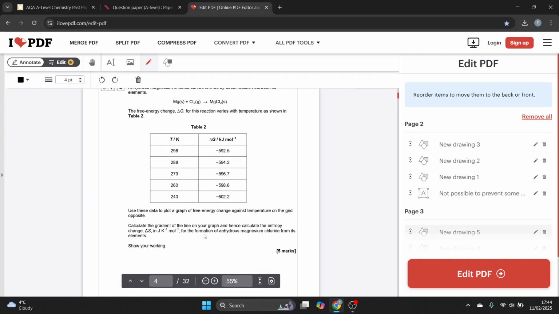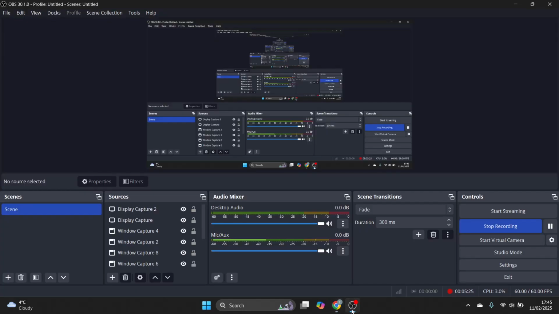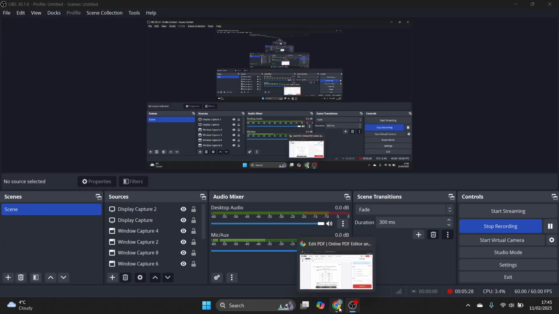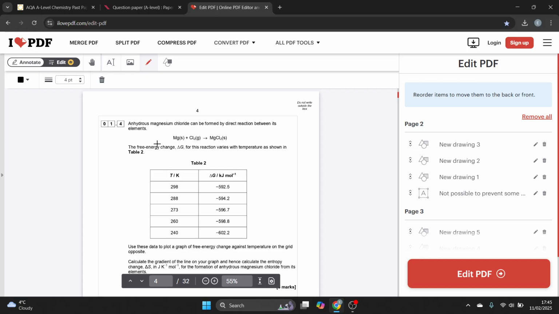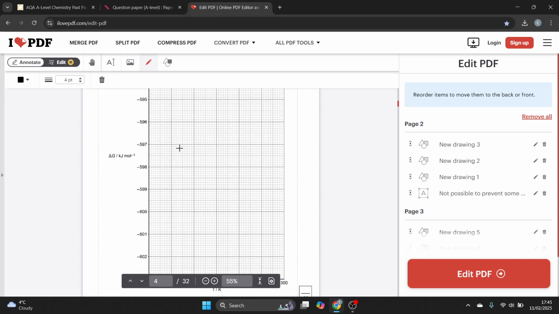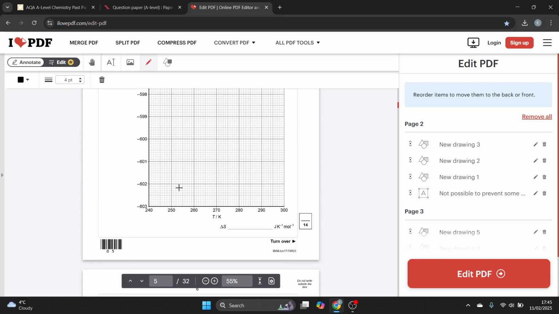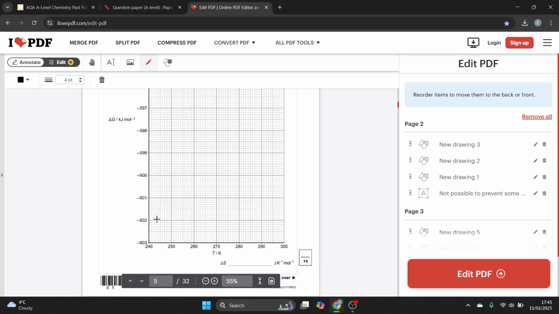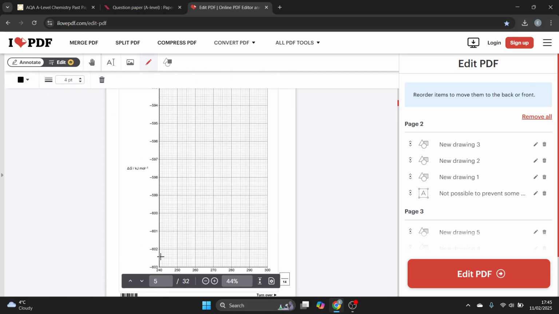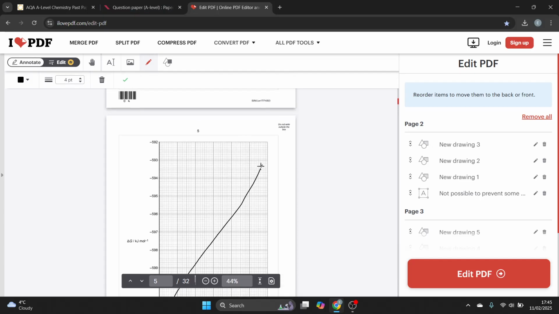Question 1.4. It says, use the data to plot a free energy graph against temperature on the grid opposite, and calculate the gradient and hence calculate the entropy change. So these types of questions are becoming more and more common, where it's not asking you to calculate entropy change or give you energy change. It's giving you a graph. It wants you to plot the graph and then use the graph to find out your answer. So the first thing you do is, it's already giving you this, you just plot the graph very simply, and what you should notice is that you get a straight line. Obviously that's not accurate, but this is from the mark scheme.